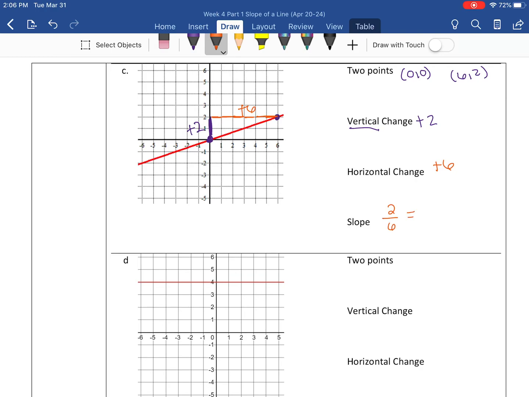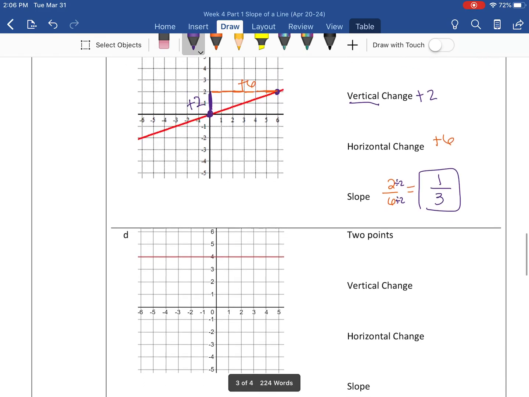So if our slope is 2 over 6, well, 2 over 6 can be simplified, right? 2 goes into both of them. So 2 divided by 2 and 6 divided by 2. 2 divided by 2 is 1. 6 divided by 2 is 3. So our slope would be 1/3, or 1 over 3.